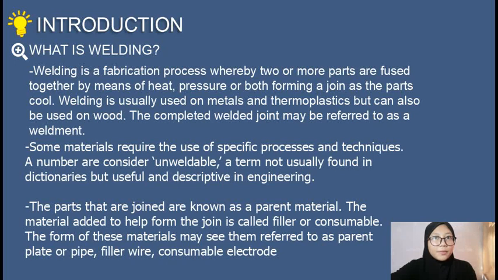Some materials require the use of specific process and technique. A number are considered unweldable, a term not usually found in direct dictionary but useful and descriptive in engineering. The parts that are joined are known as a parent material. The material added to help form the joint is called filler or consumable. The form of these materials may see them referred to as parent plate or pipe, filler wire, and consumable electrode.